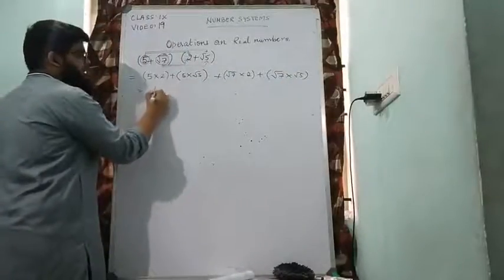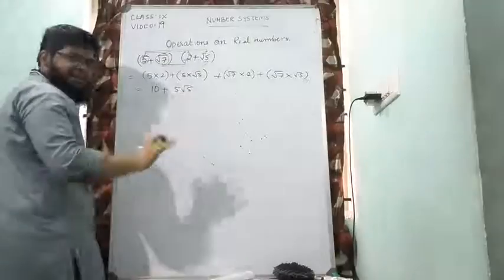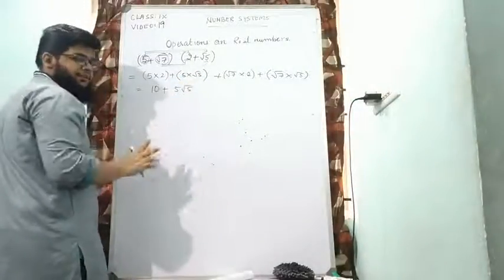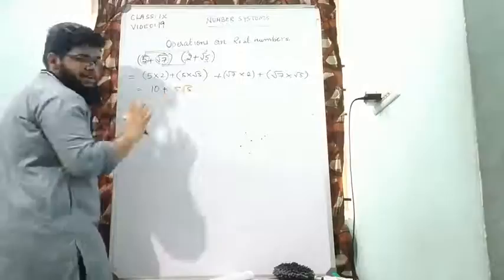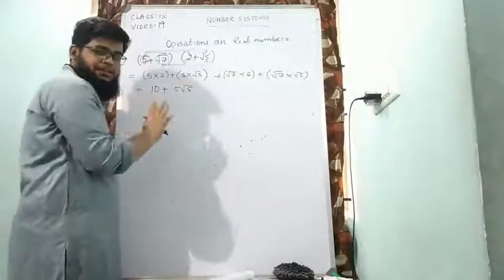So 5 2s are 10, plus 5 into root 5 is 5 root 5. It should be just written like that. 5 into root 5 is 5 root 5. Please don't think 5 5s are 25 and don't write root 25, because there is no root sign on 5.